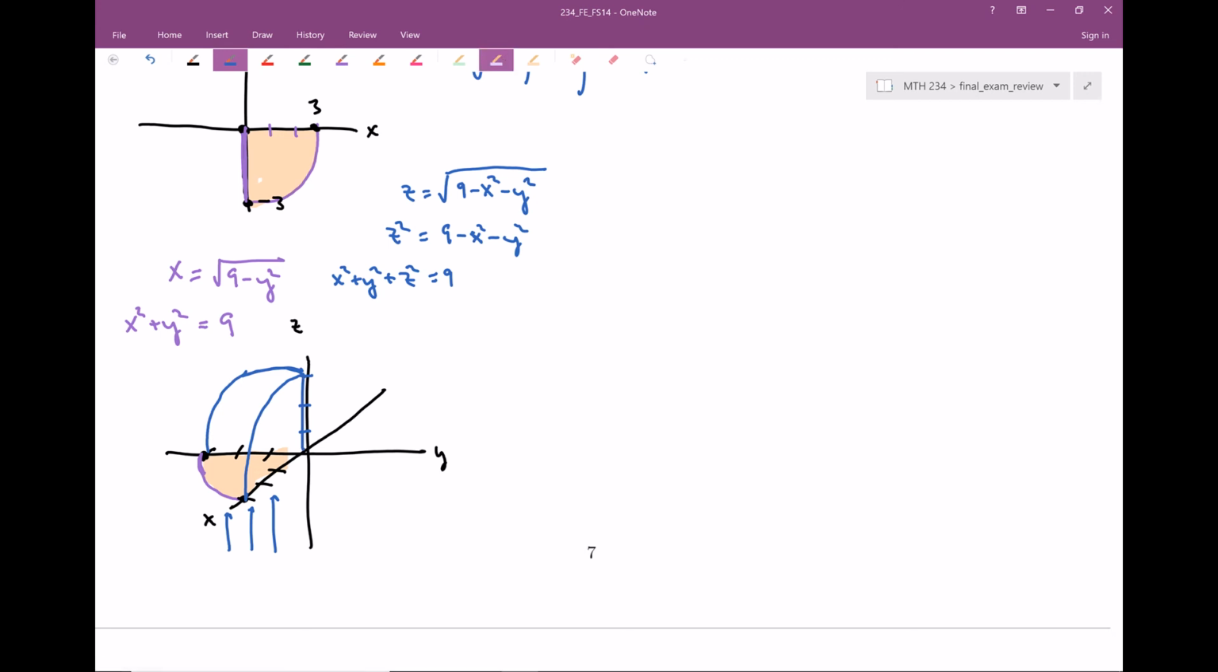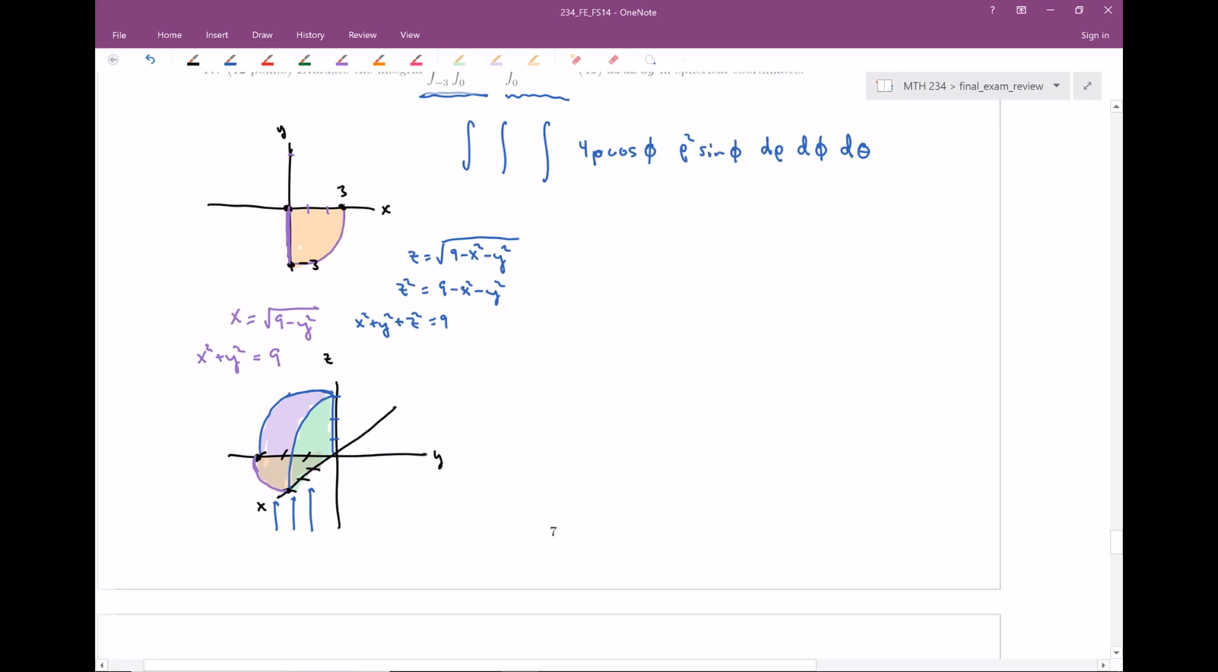So this right here is the region that we're integrating over. Maybe I'll go ahead and shade the surface of the sphere purple, why not? And then this would be maybe like a side or something like this. I'll shade this green for fun. All right, so there is our picture.